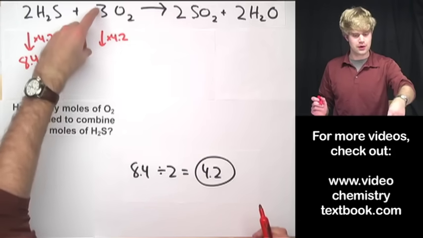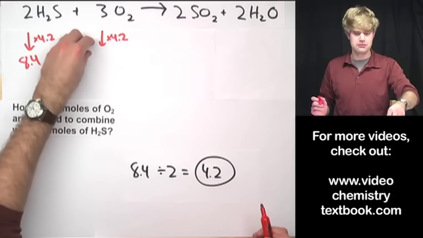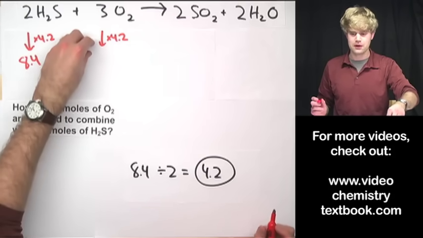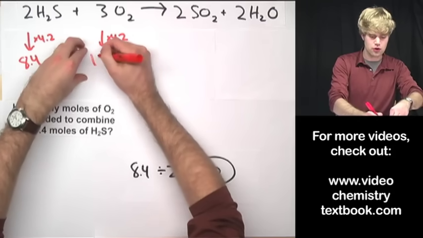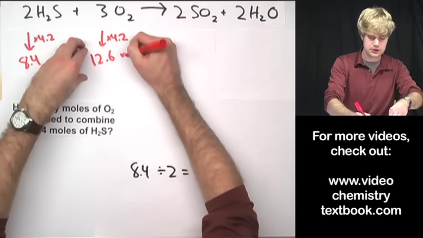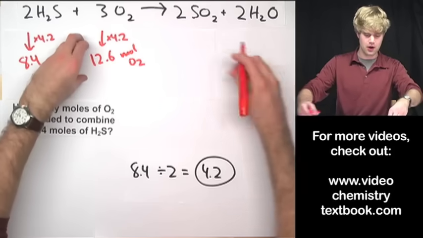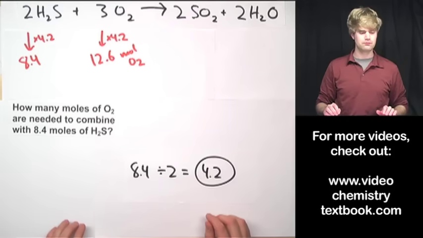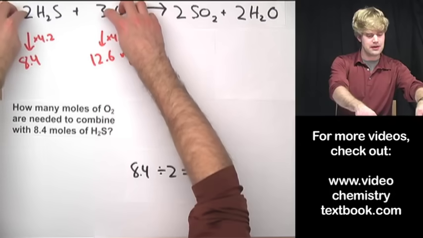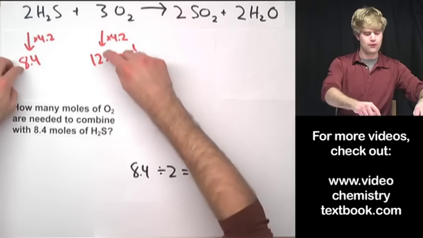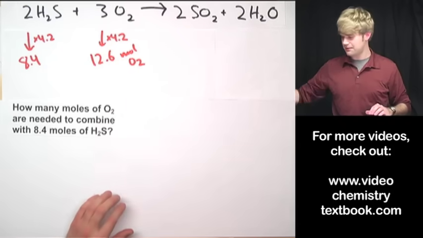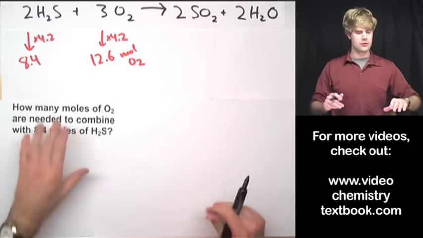Okay, so here we have 3 times 4.2, and that's going to give us 12.6 moles of O2. 2 to 3, 8.4 to 12.6.